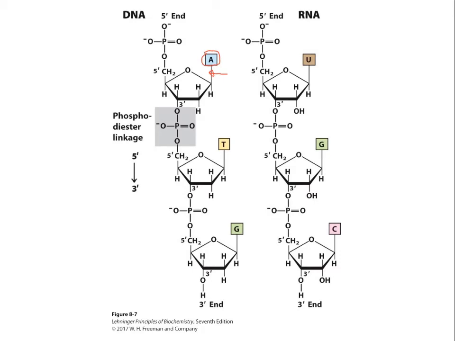At the two prime position we have H. So we call this deoxyribose, and at the five prime position we have the phosphate group here. This DNA we read from the five prime position to three prime. So we have the head, five prime, and we have the tail, three prime. So we always read it from head to tail. Okay.